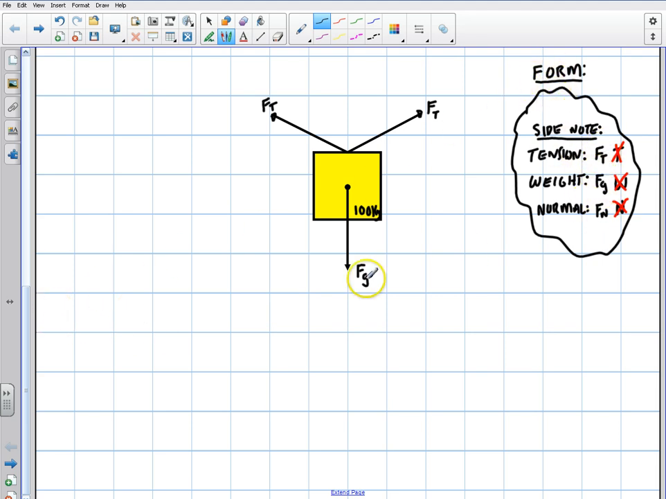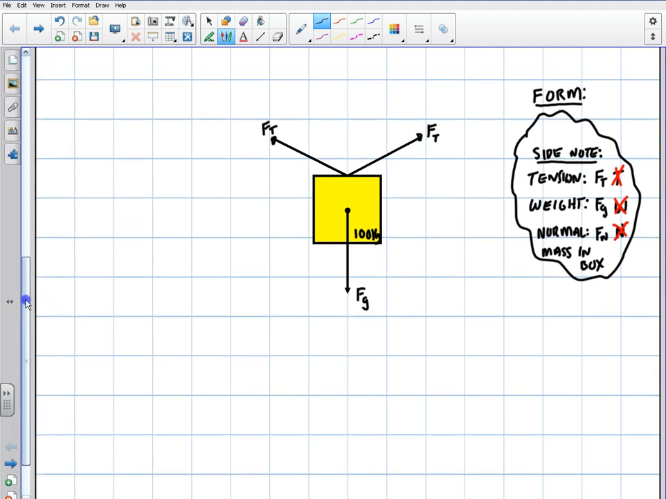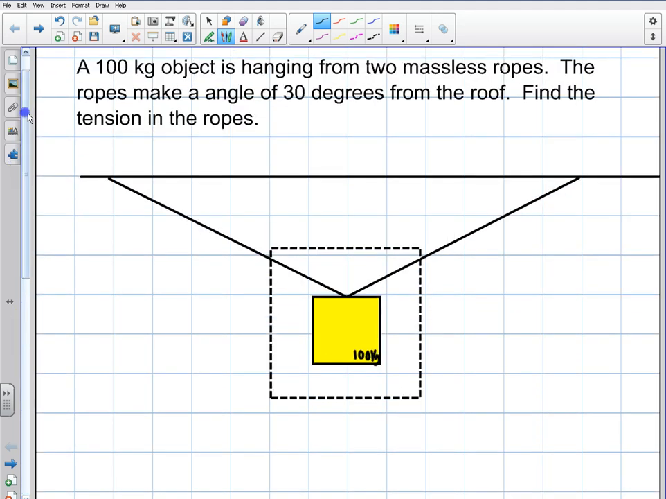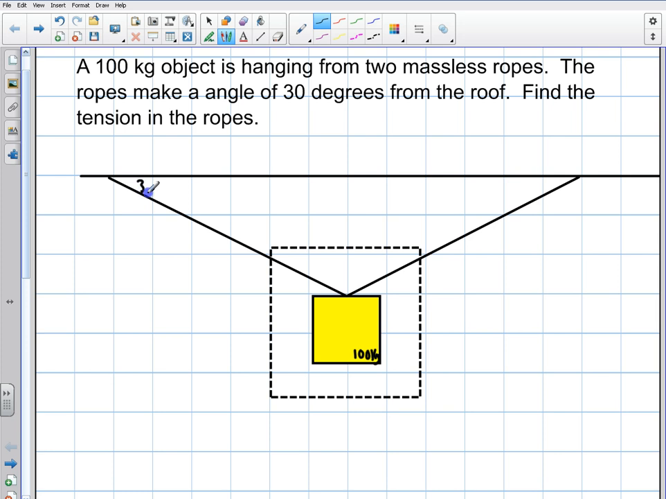We need to learn how to write the variables out properly. And another proper form here is to always write your mass in the box. Okay, that's going to help you out a lot. I know a lot of information here, but I don't know all of it yet, because we said that we had this rope that was hanging by 30 degrees here. So I said this was 30 degrees here, and I said this was 30 degrees here, right?